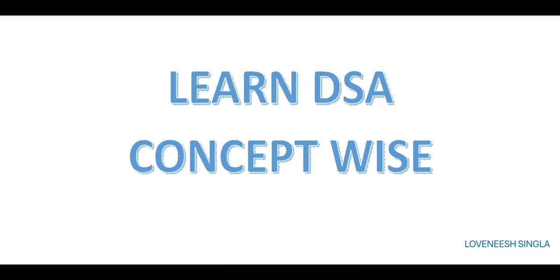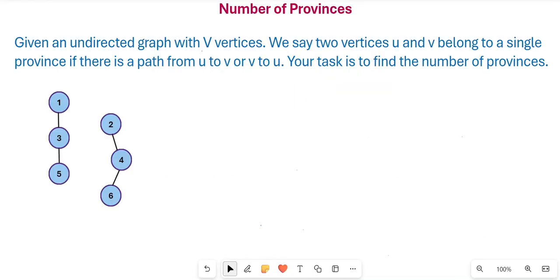So let's have a look at today's problem. Today's problem is to find the number of provinces, where we are given an undirected graph with v vertices and we need to find the number of provinces. First, let's understand the problem with an example.